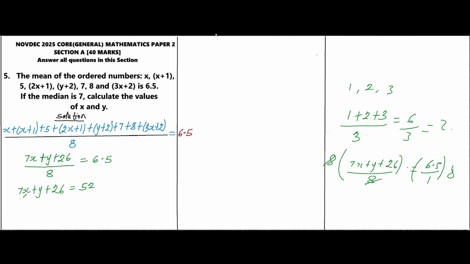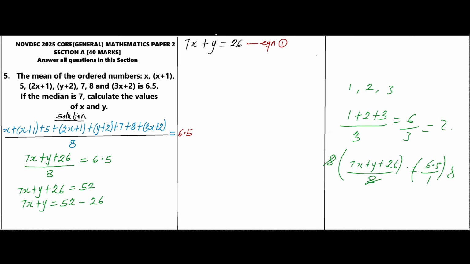We can still simplify, grouping like terms: variables on the left, numbers on the right. So we have 7x plus y being equal to 52 minus 26. That is 26. So this will give us our first equation, that is equation 1.